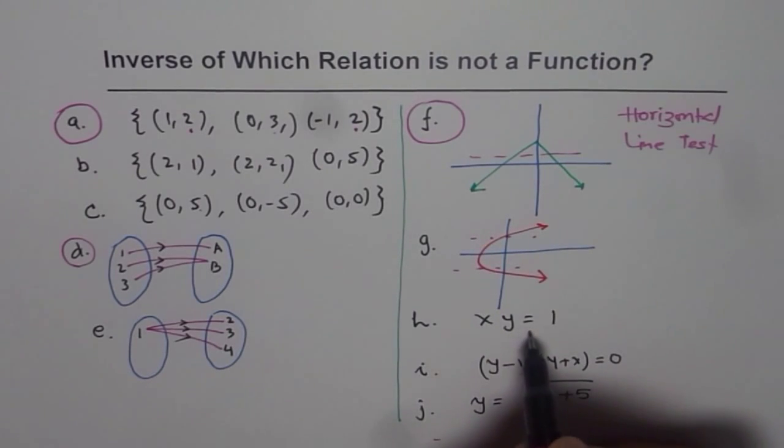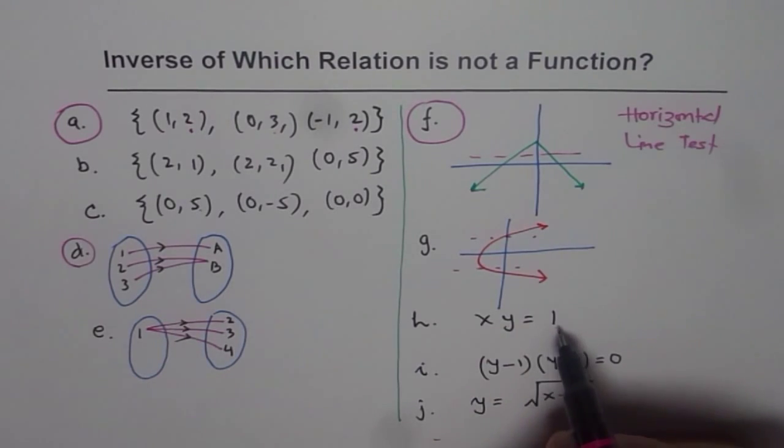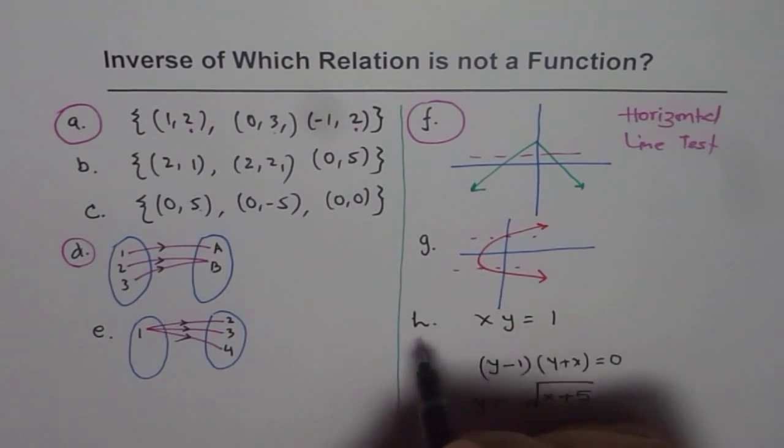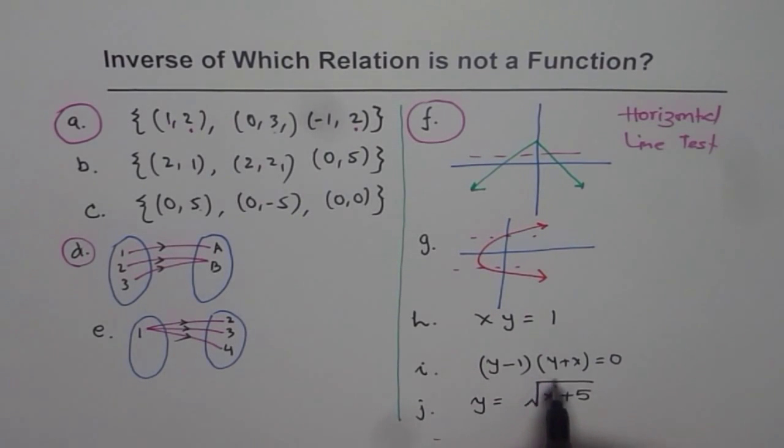x, y equals to 1. That means if we do inverse, it is 1 over y. So it's a reciprocal function. So it is a function. In this case, if I open this bracket up, I do not get x squared, right? I do get y squared. So this is also a function.